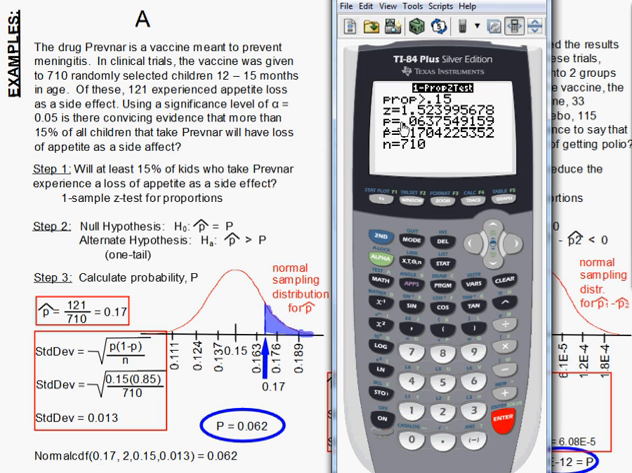And here's our probability right here, 0.0637. Here we had 0.062. That's because, if you can see, here's our p hat, 0.1704, and of course that continues. Over here we rounded, and so the difference in p-values or probabilities is that round-off error.